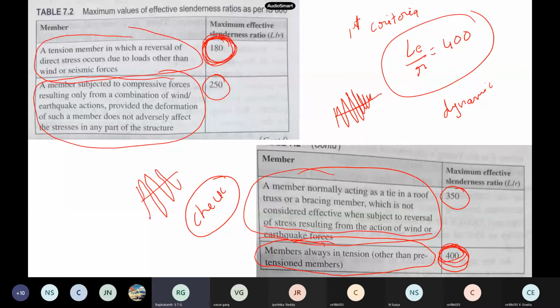What one generally does in design is do the design, and in the end check whether they have met this slenderness limit or not. So this is a check which you have to do at the end of the design.